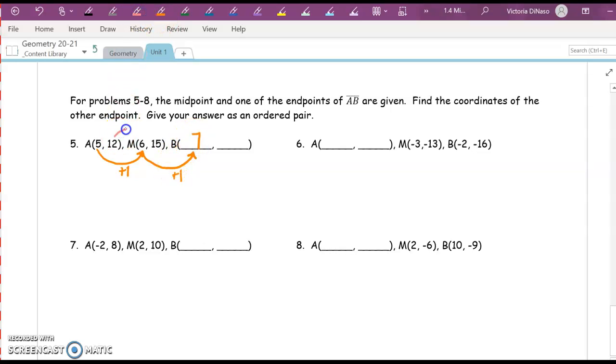We're going to do the same thing for y. So we have 12 to 15, I'm going up 3. So from 15, I have to go plus 3 in order to figure out the other endpoint. 15 plus 3 is 18. And this is my final answer.